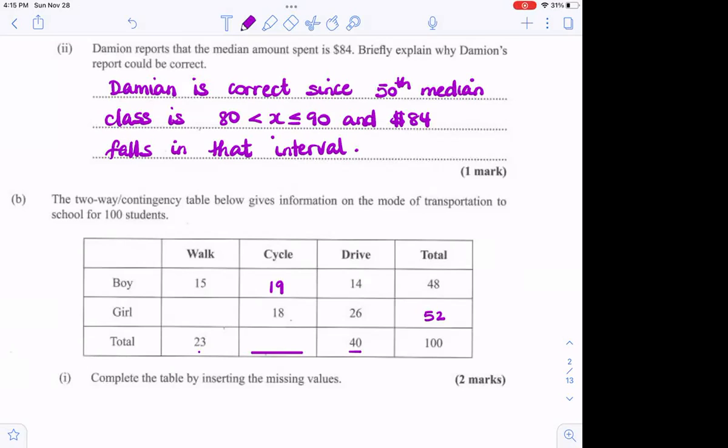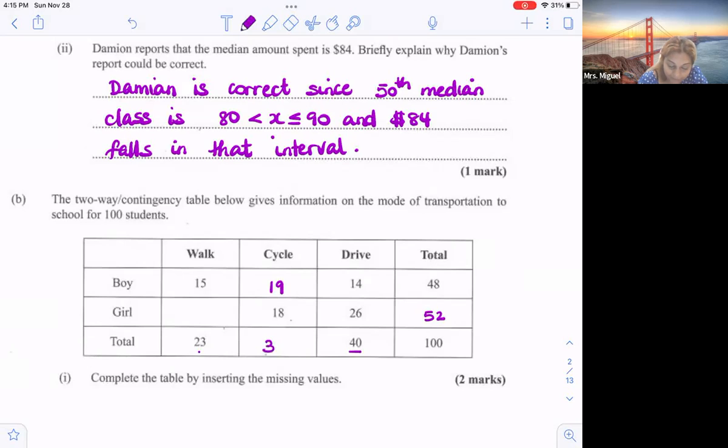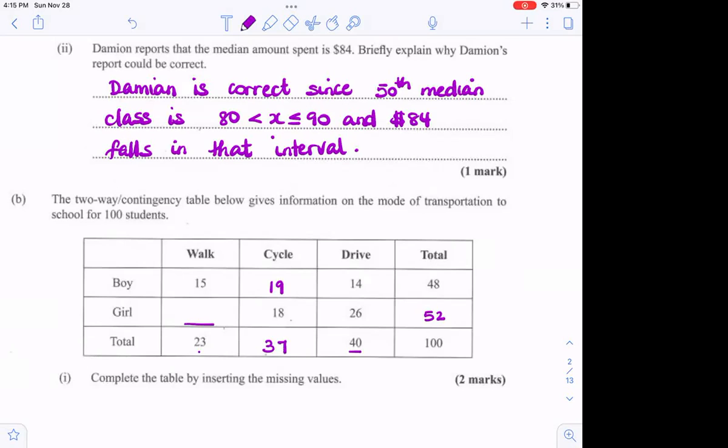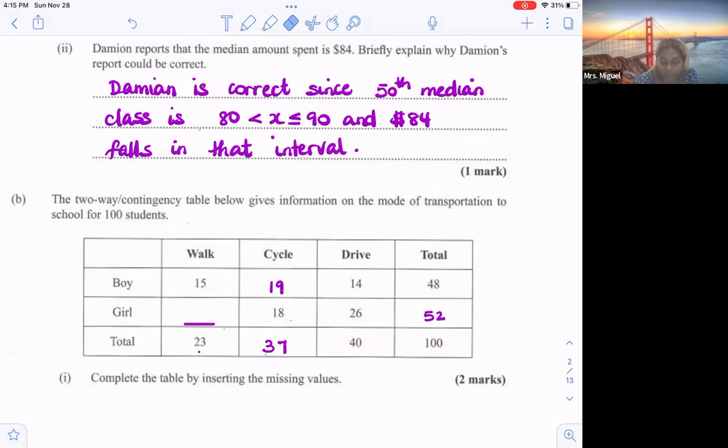That's 37. Yep, excellent. 37, right? And how are we going to get this value here? Well, if you notice, when we add this and this, we will get 40. So when we add this and this, we will get 37. So what number will we get here that will give us 23?